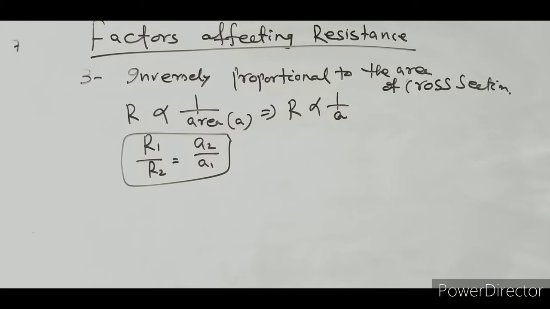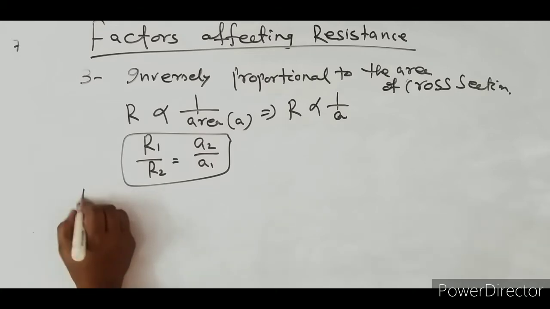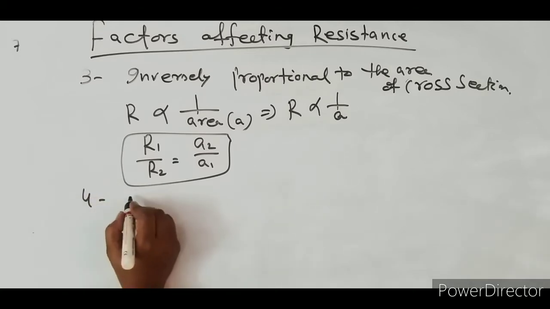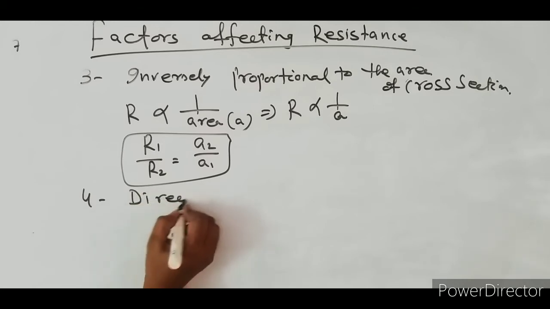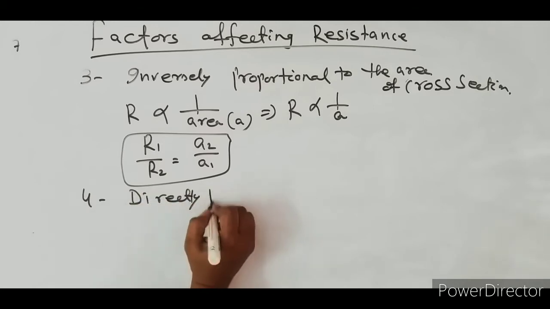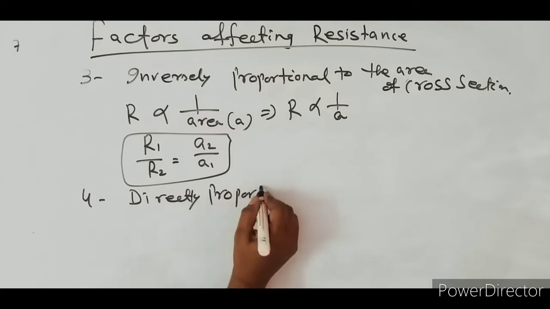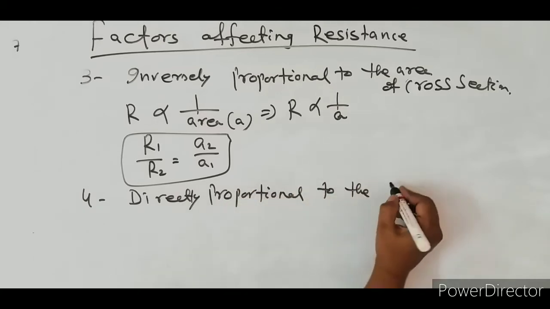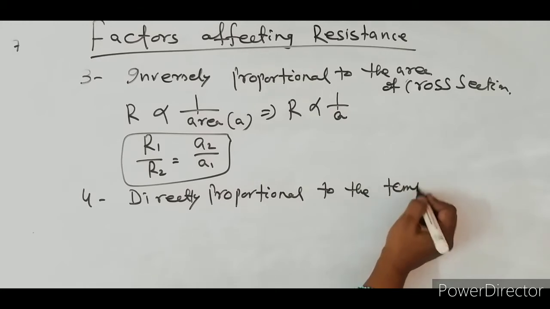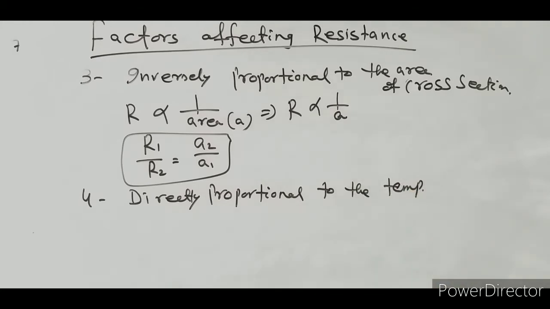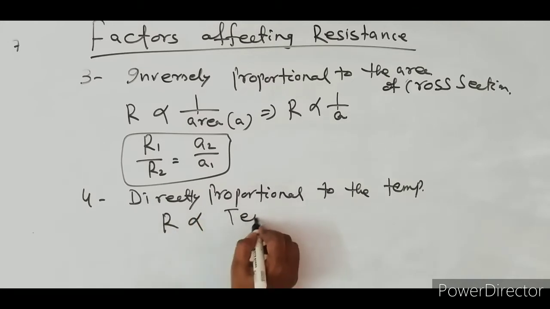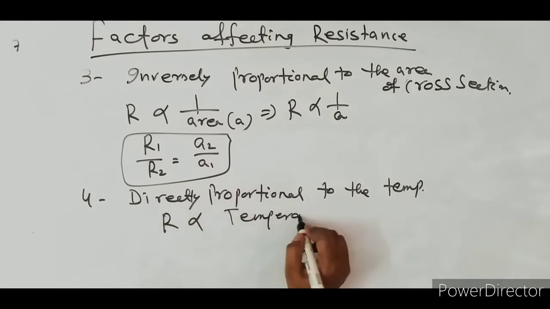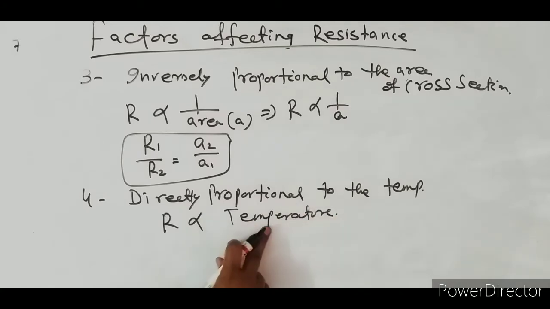Clear? Then another important factor for us is the fourth one. It is directly proportional to the temperature. So R is directly proportional to the temperature. The more the temperature, the more the resistance.